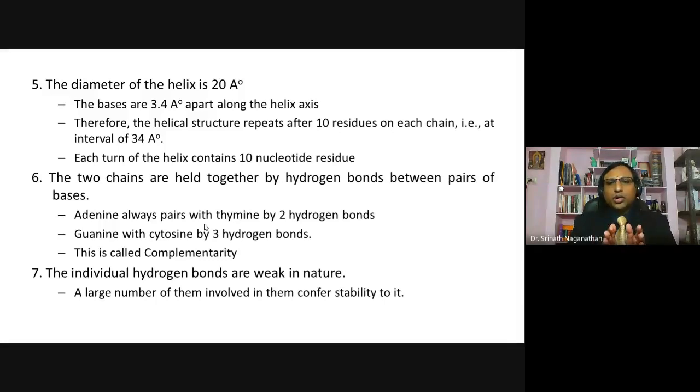The individual hydrogen bonds are weak in nature. So a large number of them are involved to confer stability to it. And since the hydrogen bond is a weak bond, sometimes due to the unwinding process during replication and transcription, it is easy for the enzymes to break it open and go for the unwinding process.